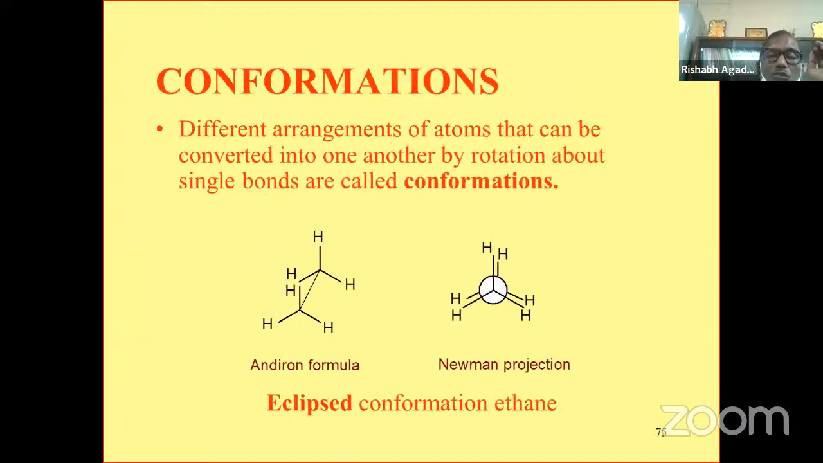Now the conformations: the different arrangements of atoms that can be converted into one another by rotation about a single bond will be called conformations. Here I have shown the sawhorse formula or the Newman projection formula, where the eclipse conformation of ethane, you can see it overlapping. Eclipse means overlapping. Either your sun, earth, moon come in one equator, so you get an eclipse. The same terminology applies to organic molecules also. Eclipse is highly unstable or not desirable.